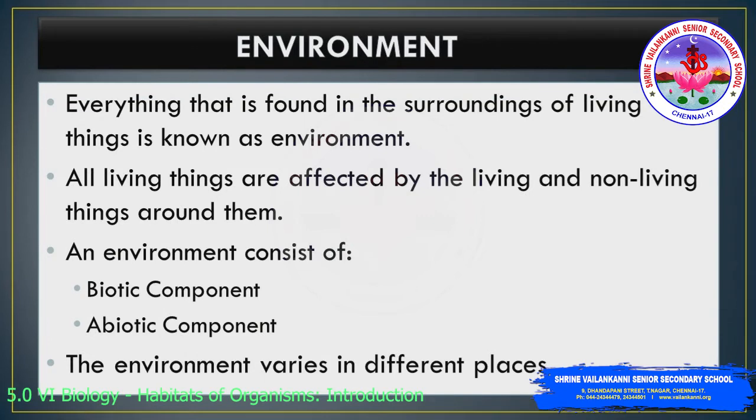So, what is an environment? Everything that is found in the surroundings of living things is known as environment. All living things are affected by the living and non-living things which are present around them. An environment consists of two important components, the biotic component and the abiotic component. The biotic component is also called the living component, and the abiotic component is also called the non-living component. The environment varies in different places.